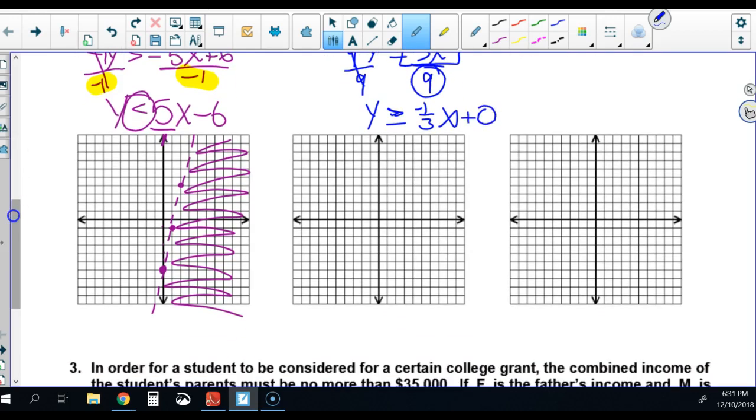My y-intercept here is plus 0. So we start at the origin, and my slope is negative 1/3. So down 1 over 3, down 1 over 3, down 1 over 3. Greater than or equal to tells me solid line, shade above.